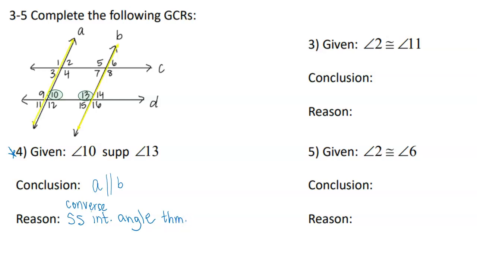And then I think I did number 3 next. Yeah, so I was highlighting that those were the 2 lines that I knew were parallel because 10 and 13 are between those 2 parallel lines. The next one I was looking at 2 and 11. 2 and 11 are on the parallel lines C and D. The transversal is A, and so our conclusion is that C is parallel to D, and our reason is converse because we're showing parallel of alternate exterior angle theorem.